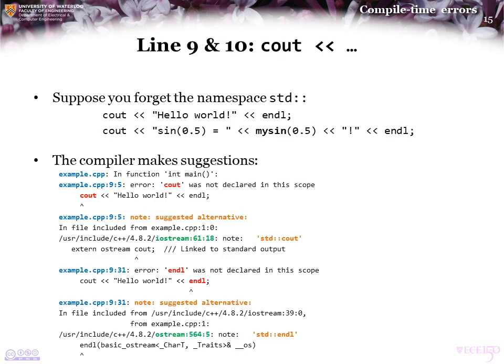Now, suppose you forget the std double colon in front of cout and endl. Well, the compiler actually does make some suggestions. First of all, it tells you that cout was not declared in this scope. And then it gives you a note. Here's a suggested alternative. How about using std double colon cout? Okay, that was a little bit more useful, but there's a lot of extra information there, but nevertheless, the suggestion is indeed there.